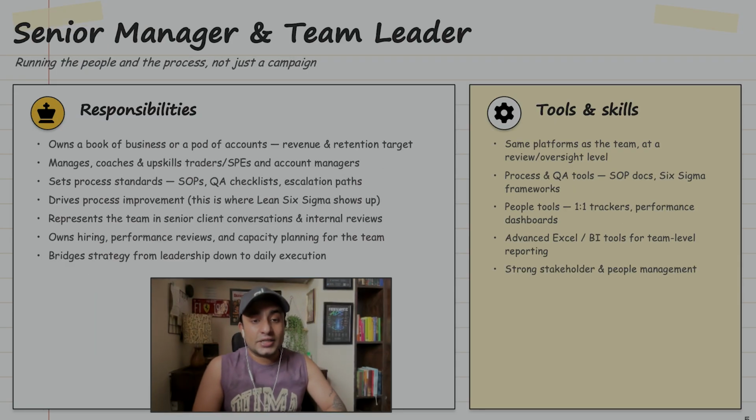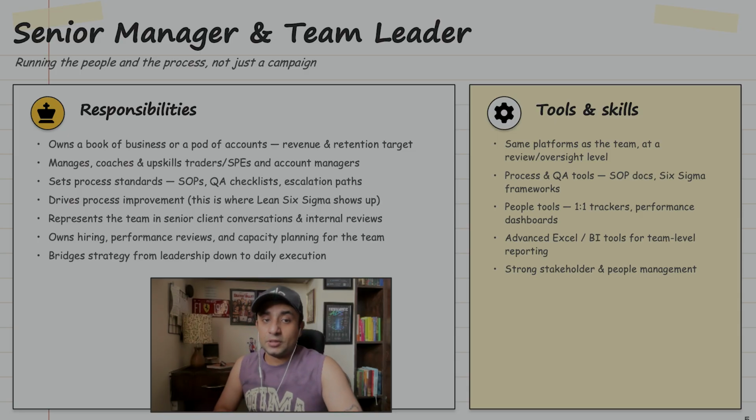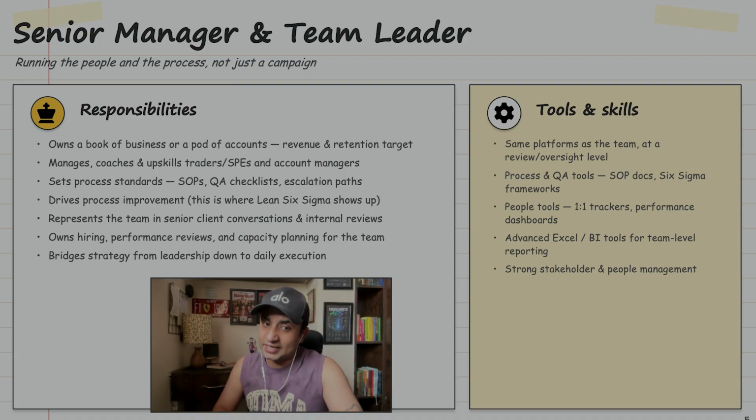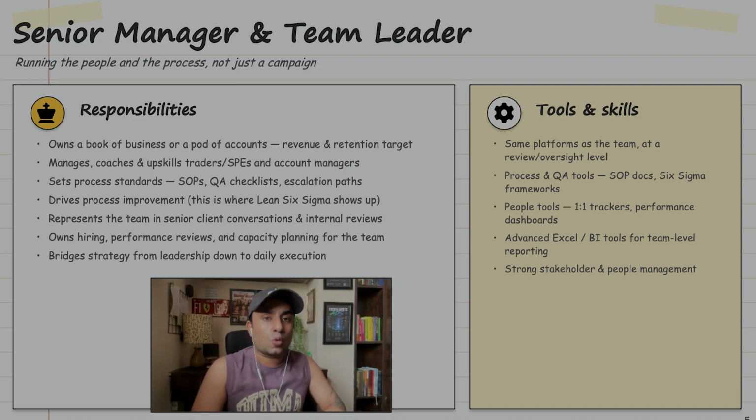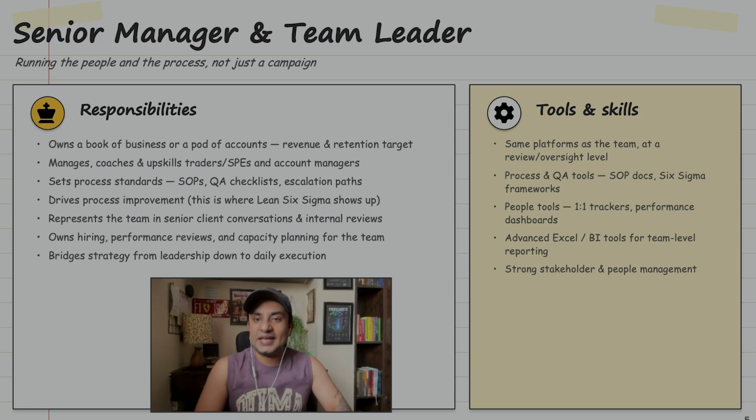The next role includes senior manager and team leader. Generally, people who have worked as account managers in a certain team get promoted to this particular role, but many companies hire for it directly, outsourcing them. So what are the tools and skills required? First let's discuss that. It's the same platforms as the team, at a review or oversight level.